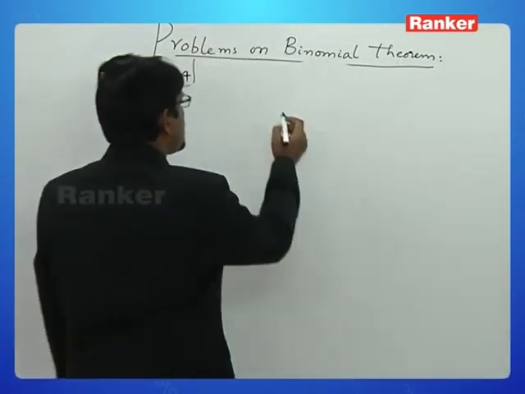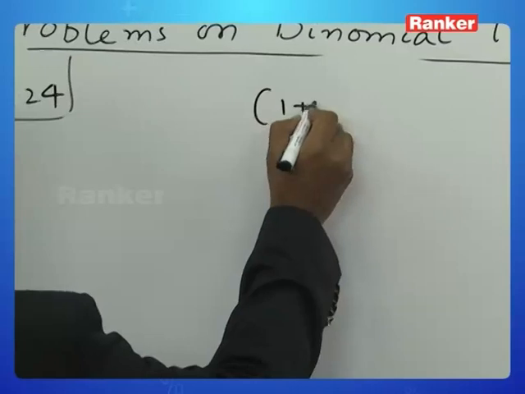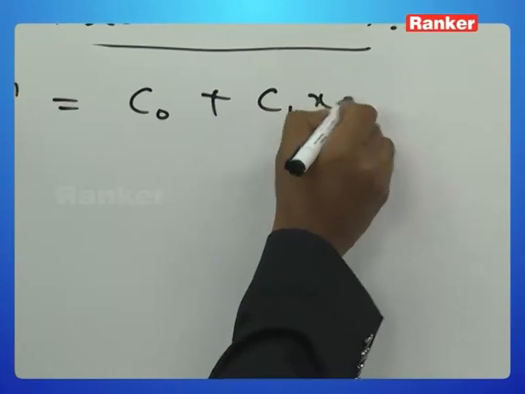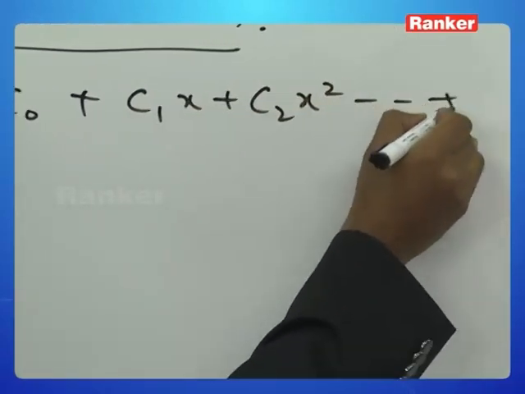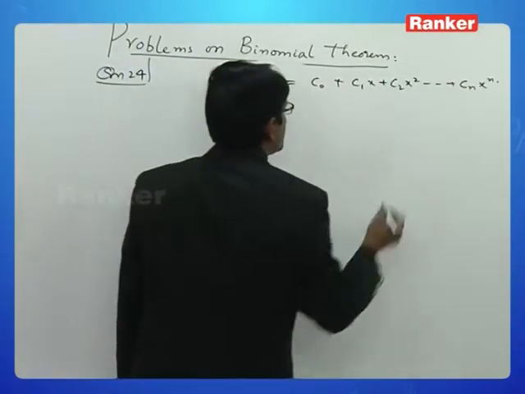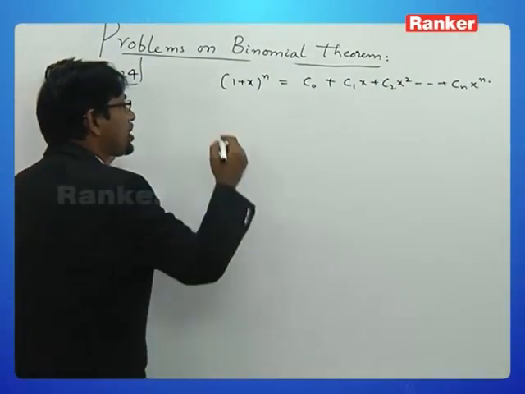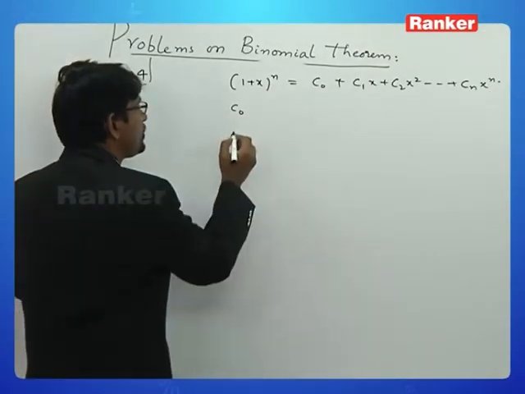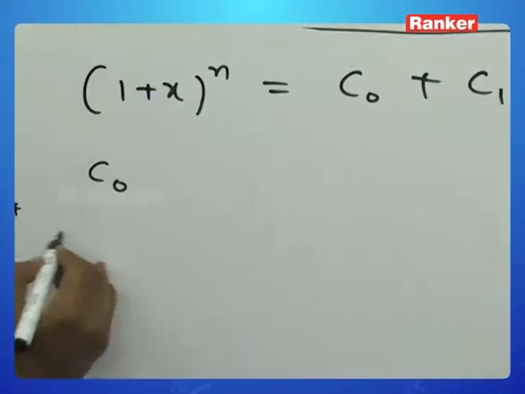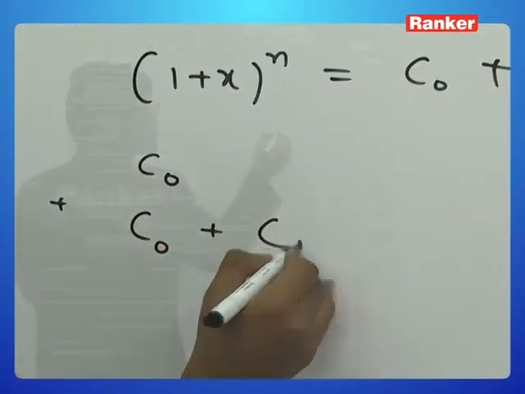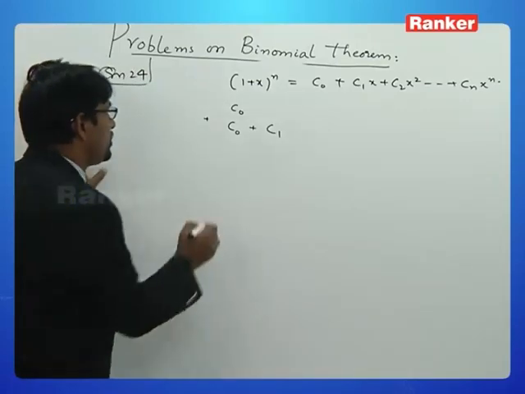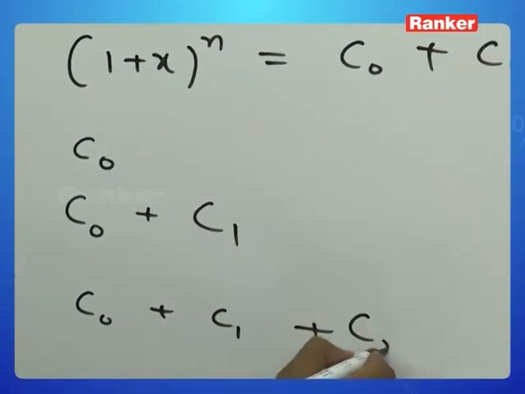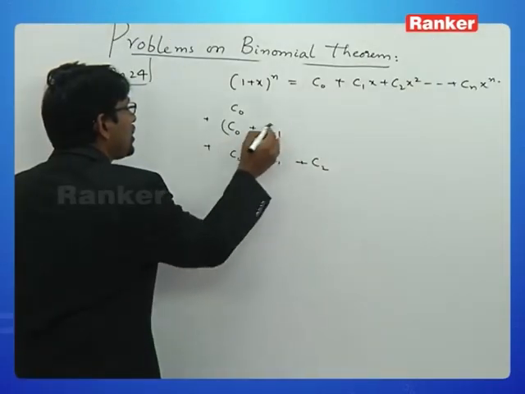Now let's look at this. (1 plus x) power n has an expansion c naught plus c1x plus c2x square and so on up to cn x power n. The cr's are the binomial coefficients here. We are to find out the value of c naught plus, let me write that bracket values in rows: c naught plus c1, next c naught plus c1 plus c2. Let me write the bracket terms like this.